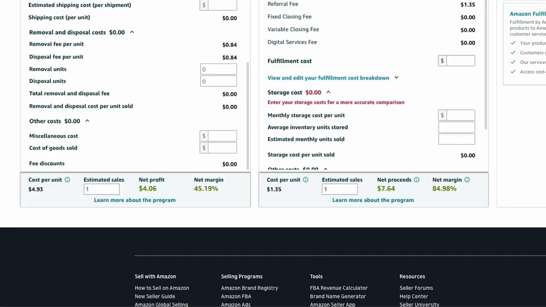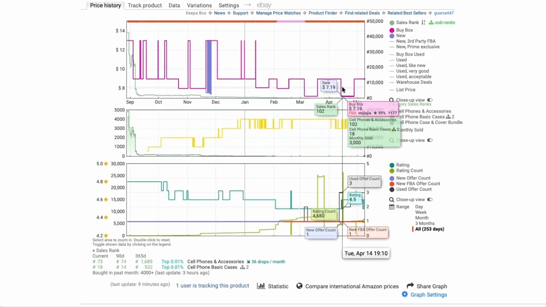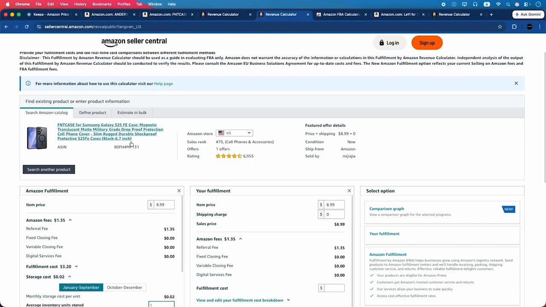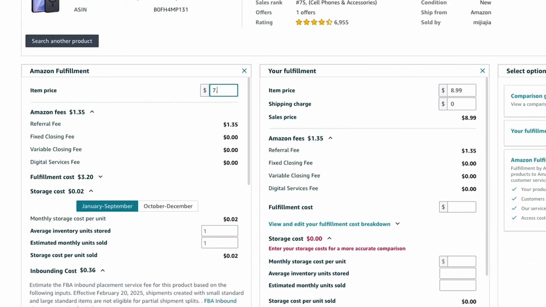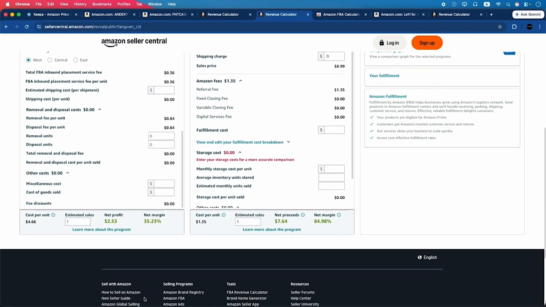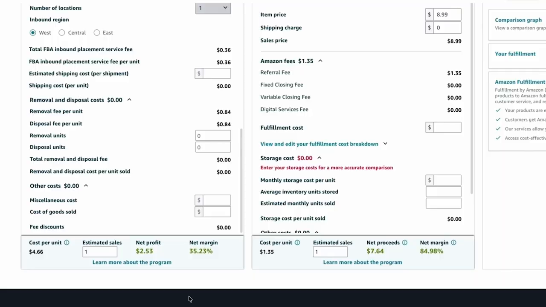But here's the issue. If we check the Keepa chart again, you can see that around April 16th, the price dropped much, much lower. That's not a good sign. Over the last 3 months, this product has shown high volatility in its price. So to be safer, let's use the lower buy box price of $7.19 instead. If you add that in, now you can see that your net profit drops to only around $2. And this is why I always focus heavily on profit per unit.